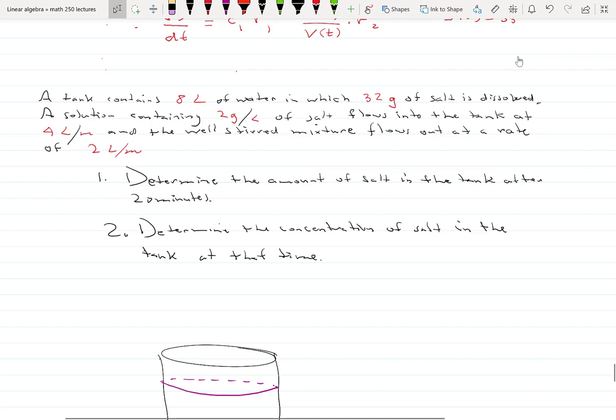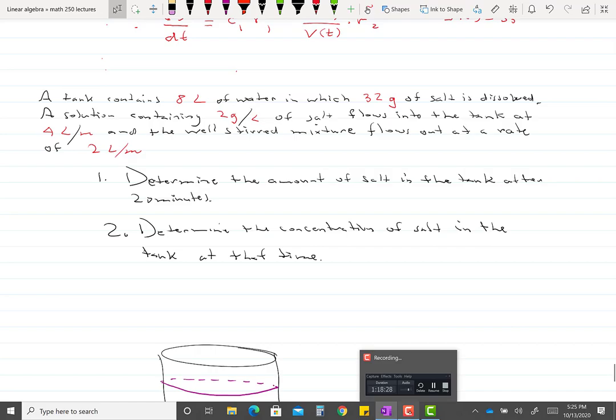So I want to determine a couple of things. First, how much salt is in the tank after 20 minutes, and then determine the concentration of the salt at that specific time. Okay, so let's tear this problem apart bit by bit.